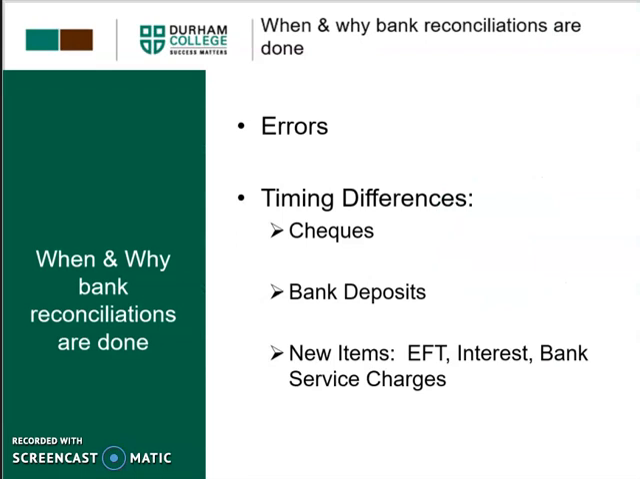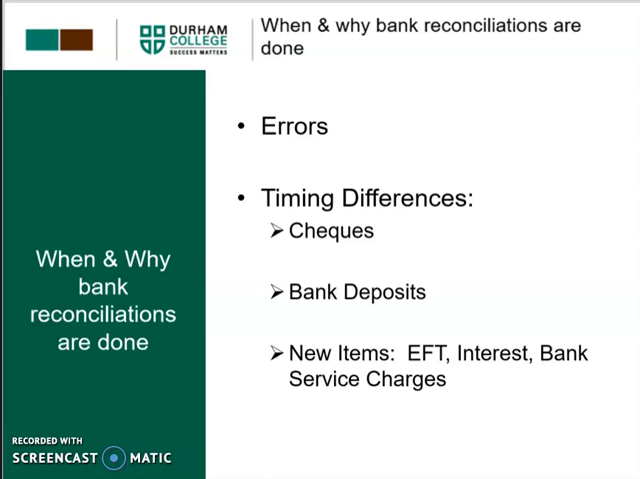Before we begin, we need to know the answers to why we do a bank reconciliation and when we do it. Bank reconciliations are done on the last day of the month when we receive our bank statement. There are two reasons why it is done. The first are errors, to ensure that there are no errors on the bank statement or in the company books. The second one is timing differences.